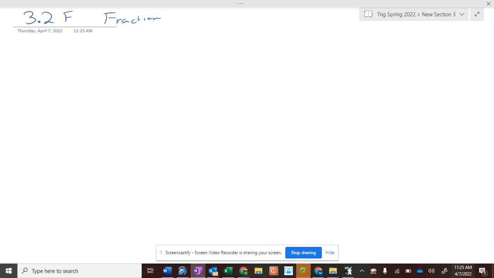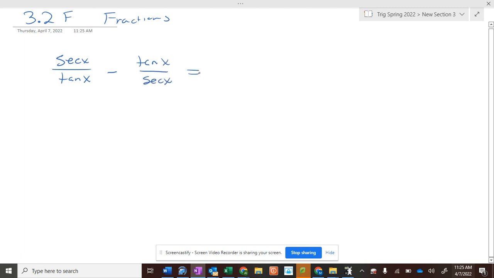So with our fractions, let's say we have secant of x over tangent of x minus tangent of x over secant of x equals cotangent of x over secant of x.